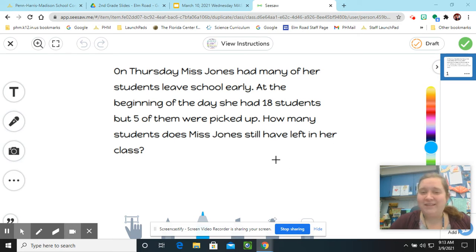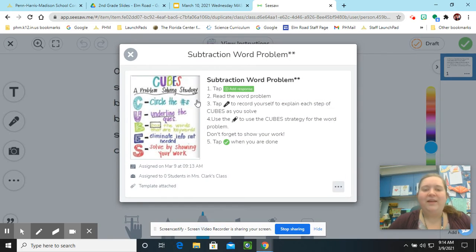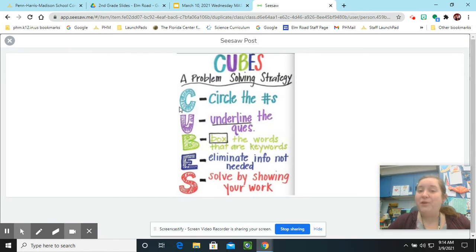Okay, that's a lot of word problem. That's a lot to digest. That's a lot to take in. So what do we do? How do we start working on this problem? Let me introduce you to a brand new strategy. Okay, this is called the cubes strategy for solving any number story.